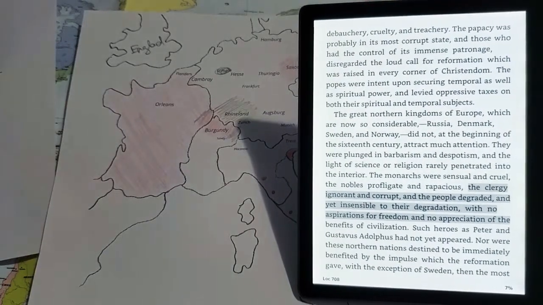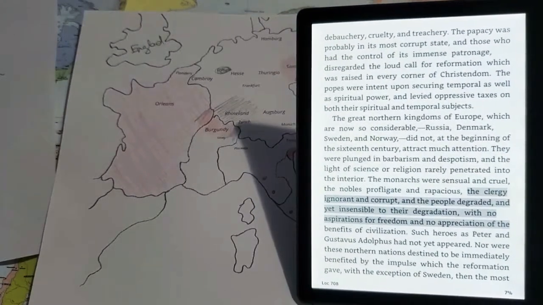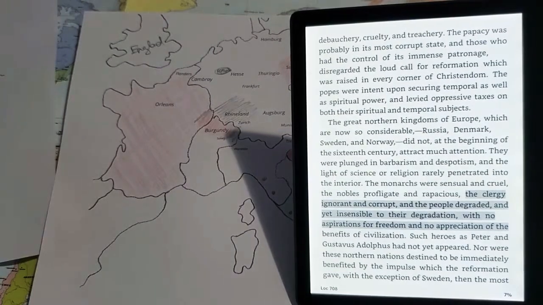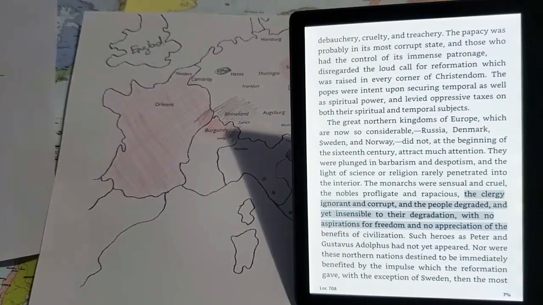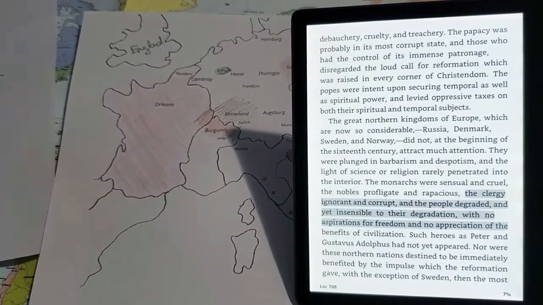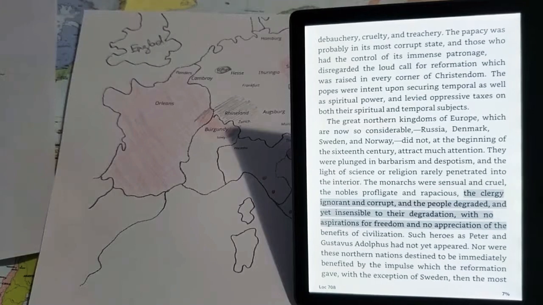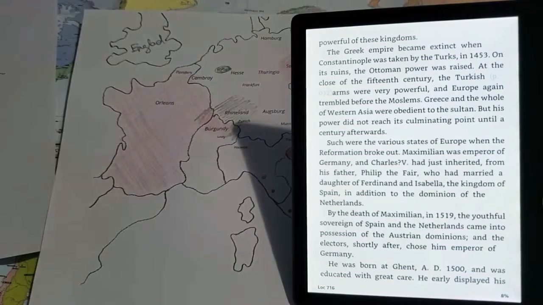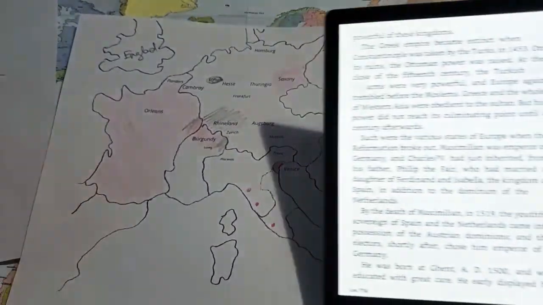The monarchs were sensual and cruel. The nobles profligate, they spent a lot of money, and rapacious. The clergy ignorant and corrupt, and the people degraded yet insensible to their degradation, with no aspirations for freedom and no appreciation for the benefits of civilization. Such heroes, future great kings, such as Peter and Gustavus Adolphus, had not yet appeared, nor were these northern nations destined to be immediately benefited by the impulse which the Reformation gave. So the Reformation was good for them, with the exception of Sweden, then the most powerful of these kingdoms. Sweden is that one. I looked it up before I recorded this.